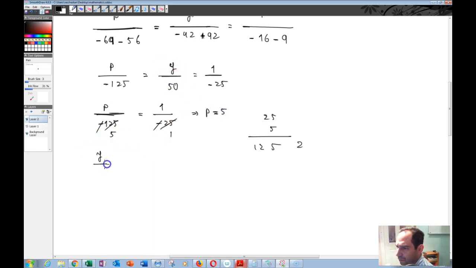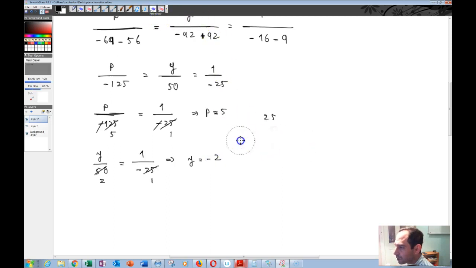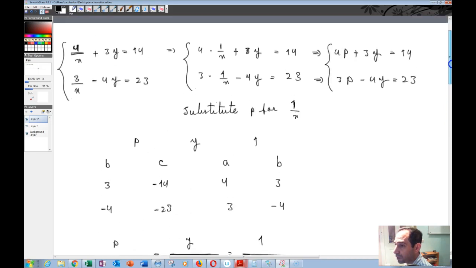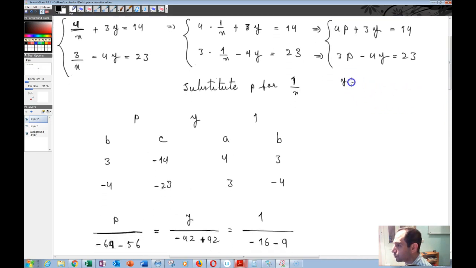And y over 50 is equal to 1 over negative 25. And then you can divide by 25, so then y is equal to negative 2, okay? So then your y is equal to negative 2, p is equal to 5.